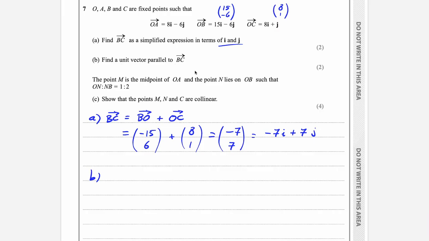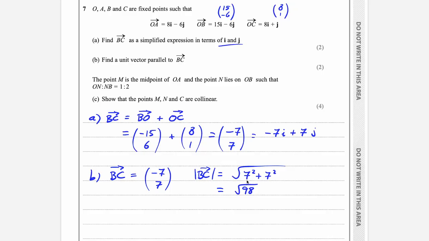Okay, part B. Find a unit vector parallel to BC. So if BC is equal to negative 7, 7, the length of BC, the magnitude of BC, is then equal to, by Pythagoras' theorem, the square root of 7 squared plus 7 squared. I get rid of the negative just because negative squared is positive. This is 49 plus 49, which is root 98. Okay, so the magnitude of BC is root 98.